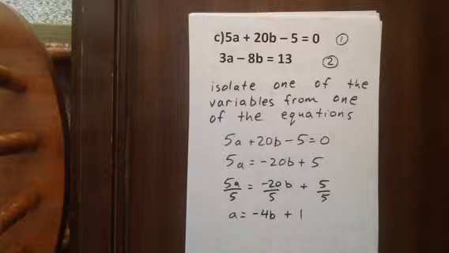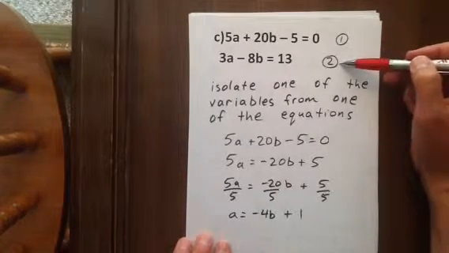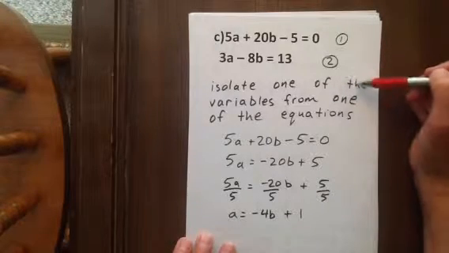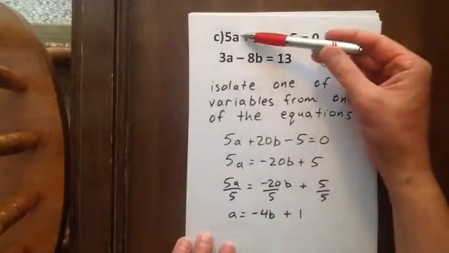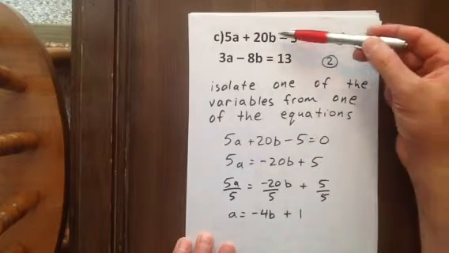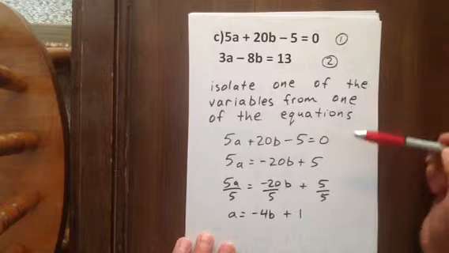Our next system of equations is equation 1 being 5a plus 20b minus 5 equals 0, and equation 2 being 3a minus 8b equals 13. Well, we're going to isolate one of the variables from one of the equations. I see here that I can isolate the a fairly easily, and dividing each of these terms by 5 will not give me fractions, so I'm going to do that.